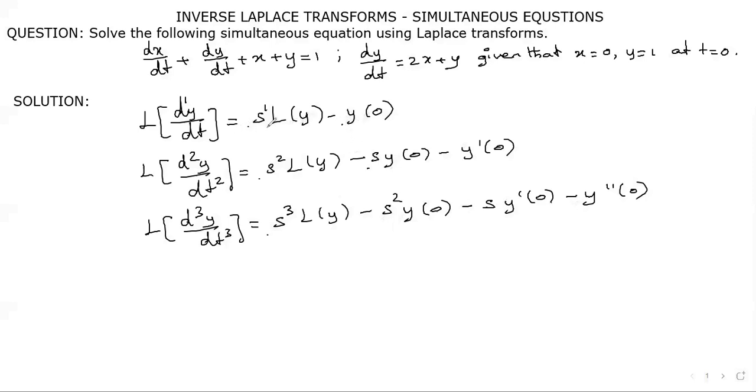For the first derivative, after s to the power 1, the second term will not consist of s, only y of 0 will be there. Similarly for the second derivative, s square is starting, so s should reduce in power: s to the power 1 y of 0, and the last term should not consist of s. Similarly here s cube is first, s square will be in the second term, s power 1 in the third one, and finally we won't have any s value.